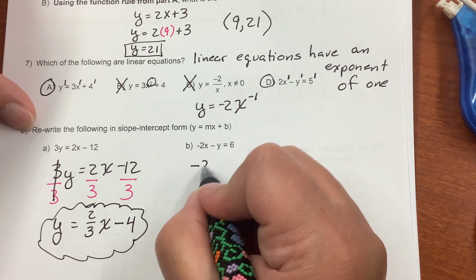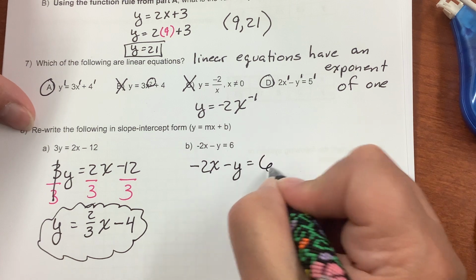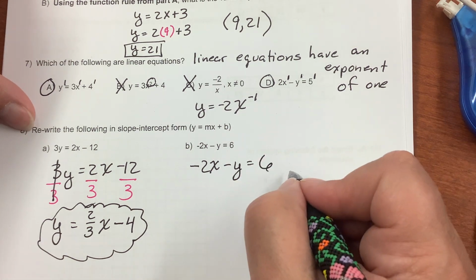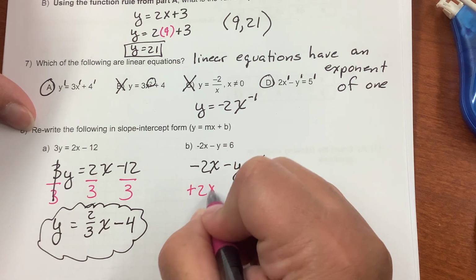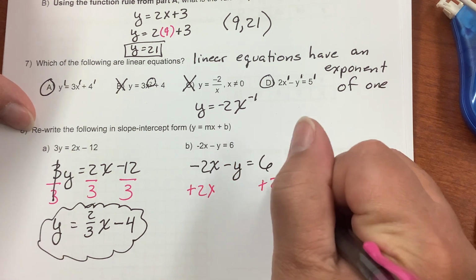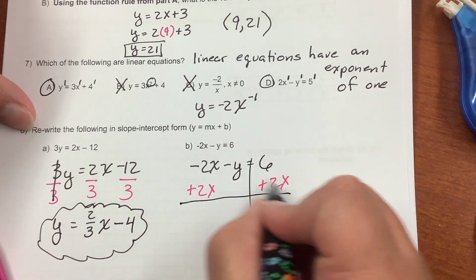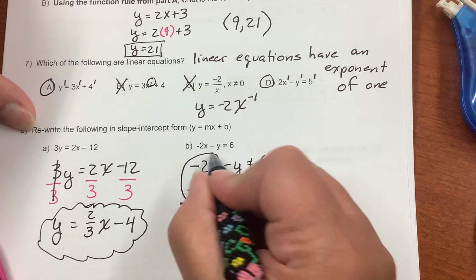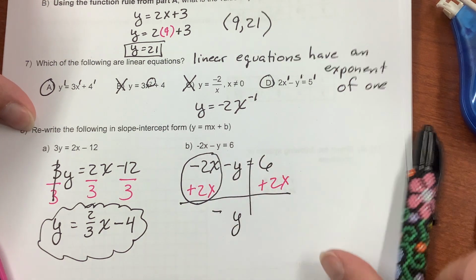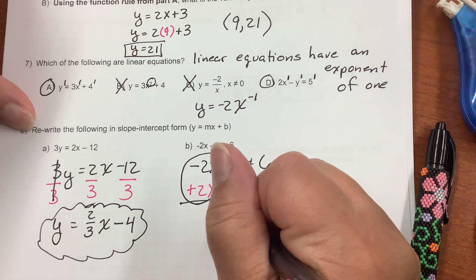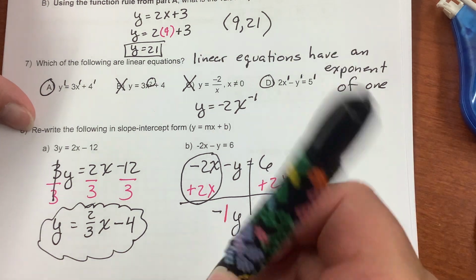Well, I cannot have x and y on the same side. That's not going to work. So to move the x to the opposite side, I have to do the opposite operation. So I'm going to add 2x to both sides. I'm going to put my line here. Well, negative 2x and positive 2x is 0. Bring down negative y. I'm going to add a 1 in here so that later on when I want to get rid of that negative, I have something to work with.